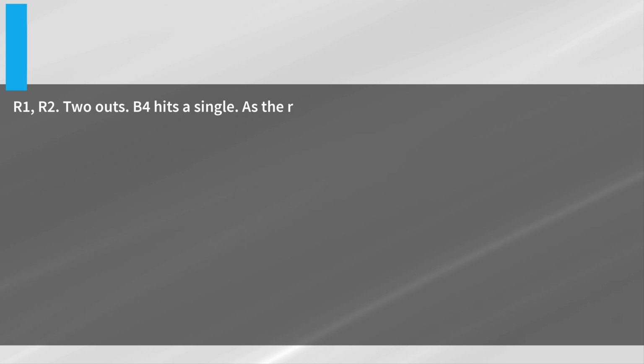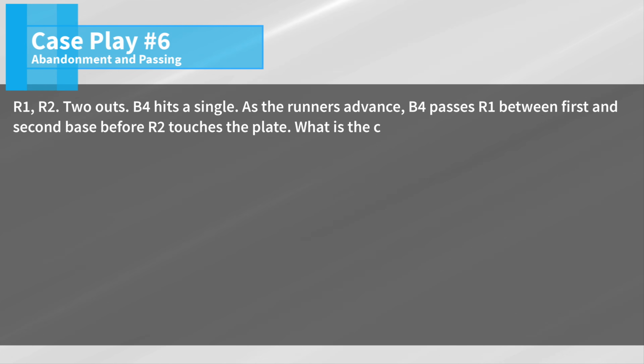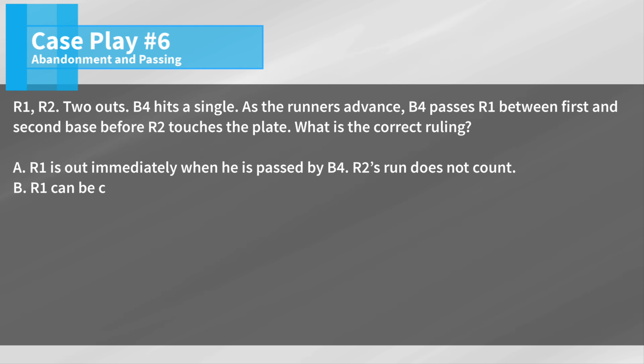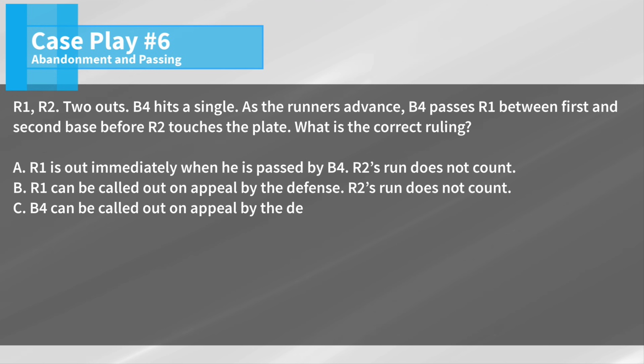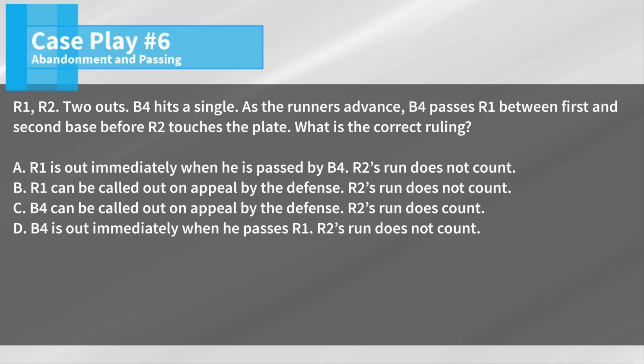Case play number 6. R1, R2, 2 outs. B4 hits a single. As the runners advance, B4 passes R1 between first and second base before R2 touches the plate. What is the correct ruling? A, R1 is out immediately when he is passed by B4. R2's run does not count. B, R1 can be called out on appeal by the defense. R2's run does not count. C, B4 can be called out on appeal by the defense. R2's run does count. D, B4 is out immediately when he passes R1. R2's run does not count.